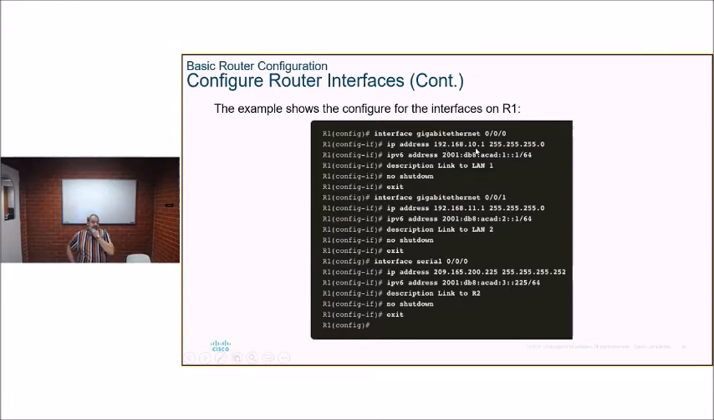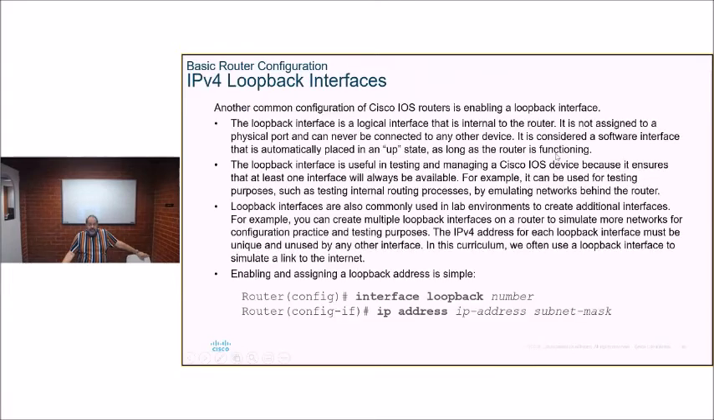Okay, so here's an example of some configuration. So gigabit 0/0/0, it's got an IPv4 address of that, an IPv6 address of that, it's got a description, and of course no shut turns it on. And so then we've got the G0/0/1 and we've got S0/0/0 here, again with these descriptions.